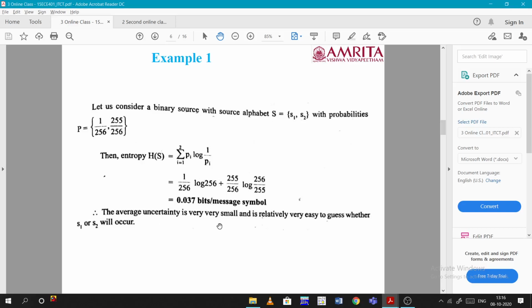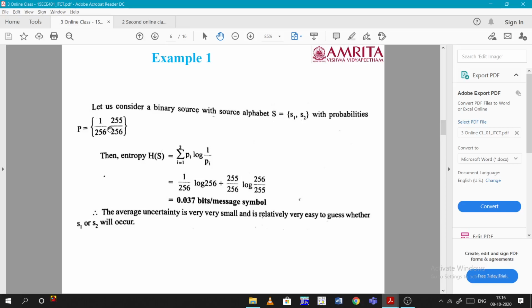The average is very small, and it is relatively easy to guess whether s1 or s2 will occur. So what do we achieve by finding H of S? We can know which of s1 or s2 is more likely to occur, the one with the higher probability. Here we can say that s2 has a higher probability. We can't say which one we will get, but we can differentiate, because this value is so small that you can see the difference between the probabilities.